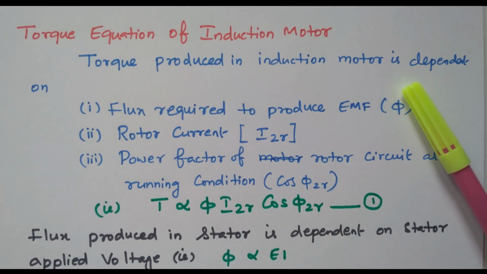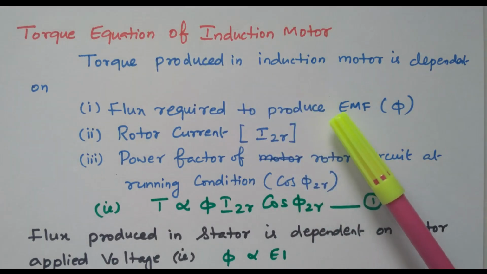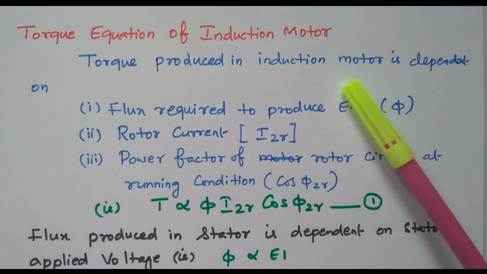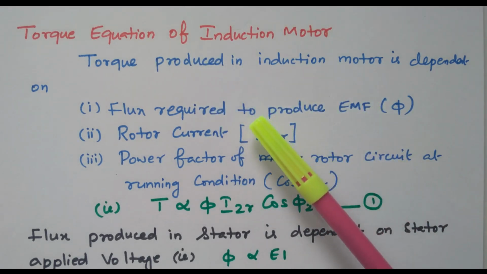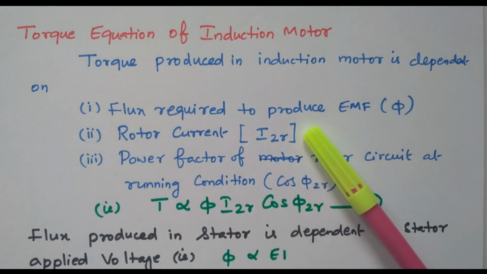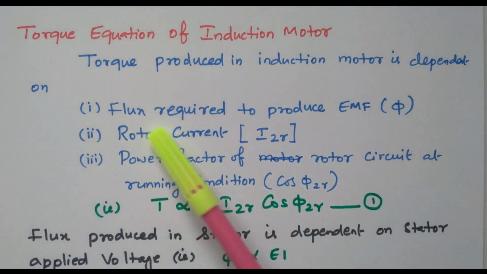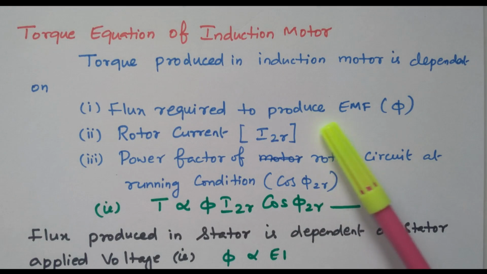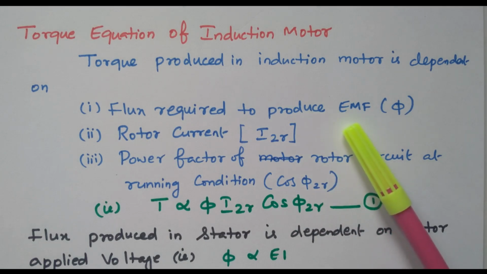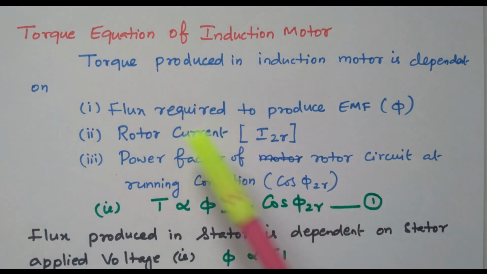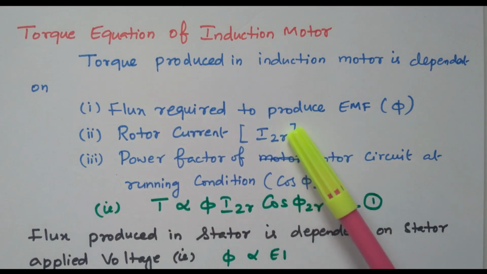Now we will go to the topic, torque equation of induction motor. The torque produced in induction motor depends upon the following three parameters. So the torque equation is also based on these three parameters, and we need to analyze them. First one, the flux required to produce the EMF, electromagnetic force. So the first one is the flux. What is the flux available?